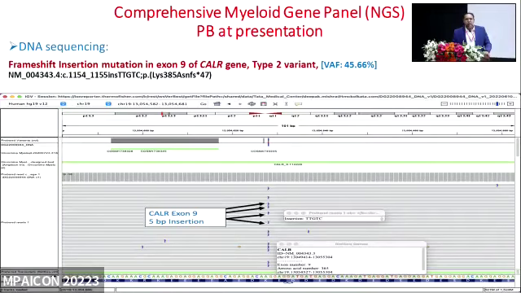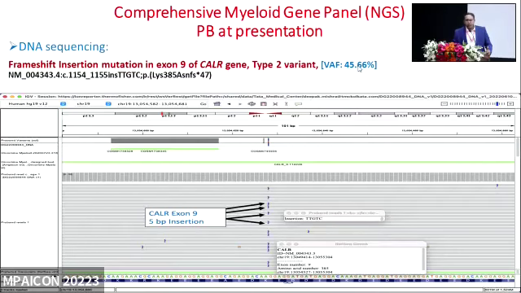We did a comprehensive myeloid gene panel. It's basically an Oncomine myeloid gene panel that we perform. It has both DNA and RNA sequencing. We utilized the peripheral blood at presentation because it was ordered simultaneously, and then the bone marrow was also done. DNA sequencing showed a frameshift insertion mutation in exon 9 of the CALR gene, very commonly known as the type 2 variant of CALR. The VAF was around 45%.